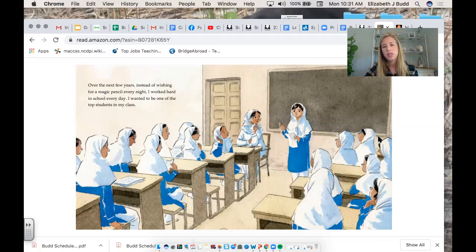So I notice in this picture that all of these people sitting here are girls. So this must be an all-girls school is what I'm inferring.